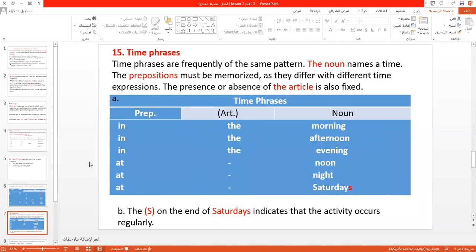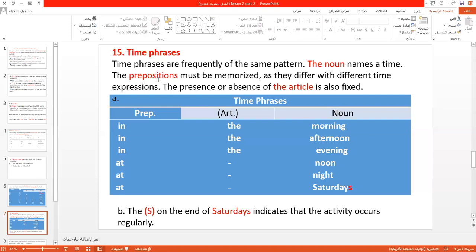Look here, the other type of phrases, we call it time phrases. What are time phrases? It's a group of words that expresses time. So, time phrases are phrases that express time. Look, time phrases are frequently of the same pattern. Of course, in each phrase there must be a noun. In the place phrase we mention a noun, and here also there is a noun. The noun names a time.